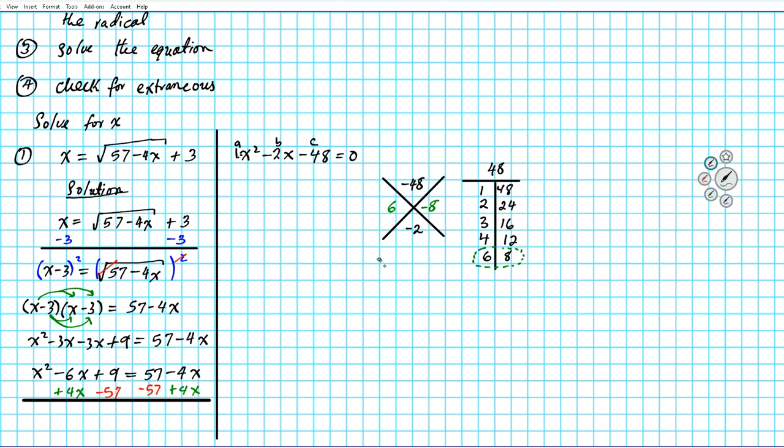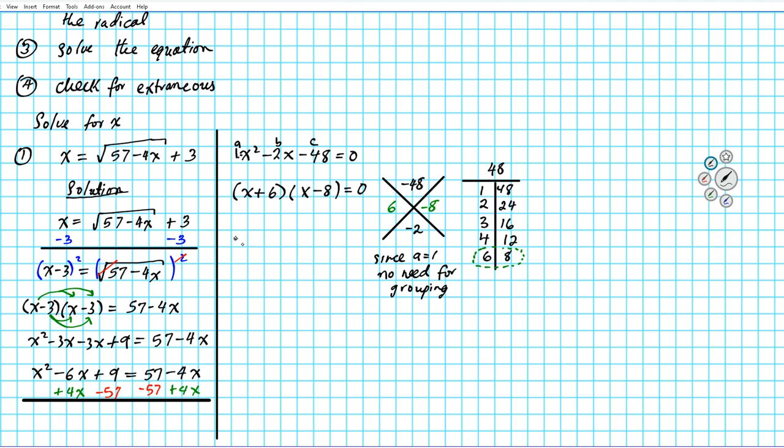In this particular problem, since a is equal to 1, grouping is not necessary. You can just jump right to the factored state, which is going to be x plus 6, combine x with the first number, and then x minus 8 equals 0. So that's the factored state.